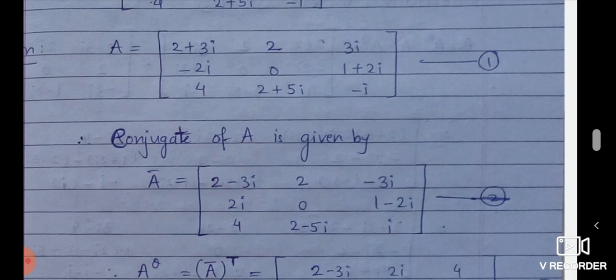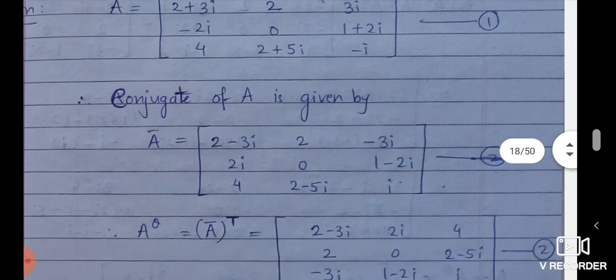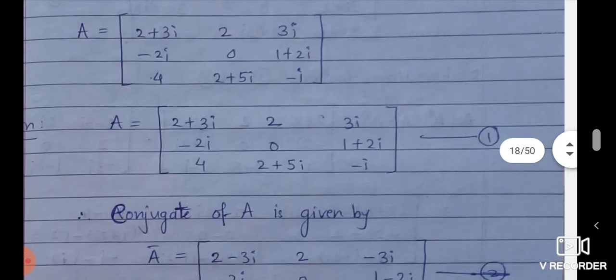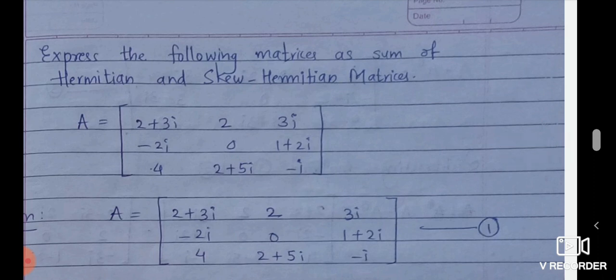So there we were talking about transpose for symmetric and skew symmetric matrix. But for Hermitian, we are talking about the conjugate, conjugate of the term, so we are talking about conjugate matrices. So here we'll find A bar, that is the conjugate of A. The method is exactly the same.